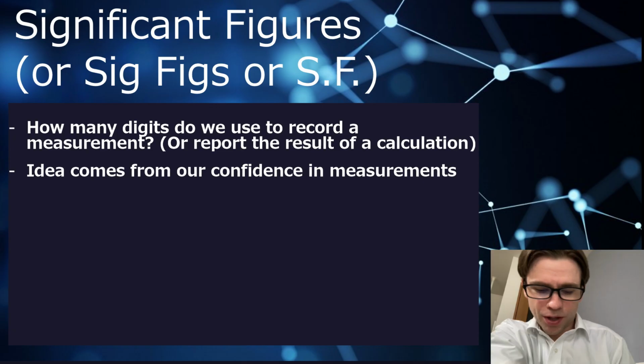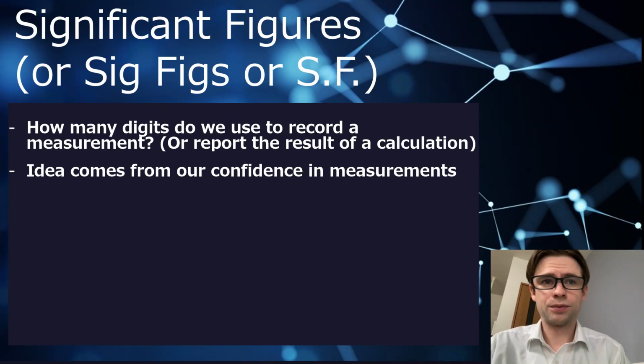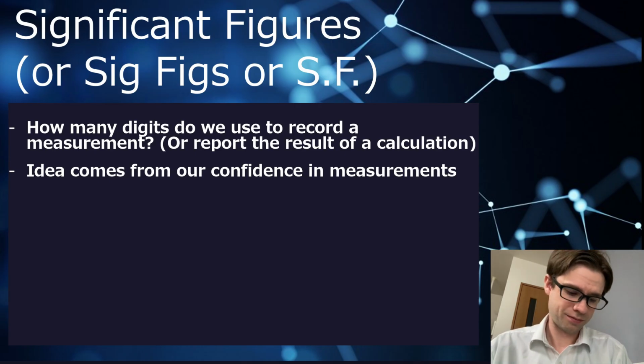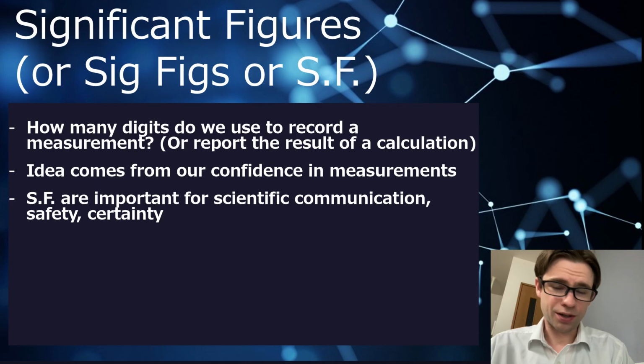Alright, so this idea comes from our confidence in the measurements. So the idea is you can write more digits as you are more confident with that degree of precision in your measurement. So significant figures are super important for scientific communication, safety, and certainty. Okay, so if I go to publish my results to the world, other people who read my results want to know exactly how careful and how precise and how sure I am of my results.